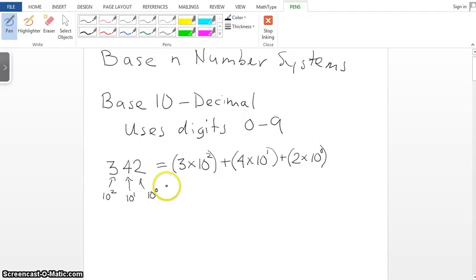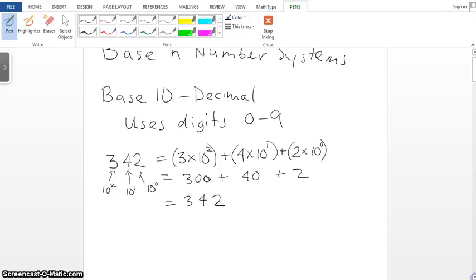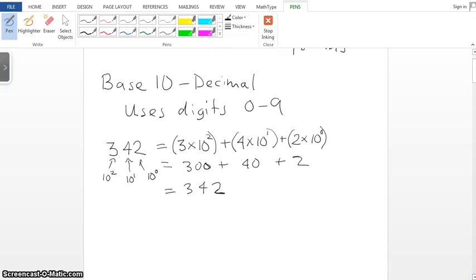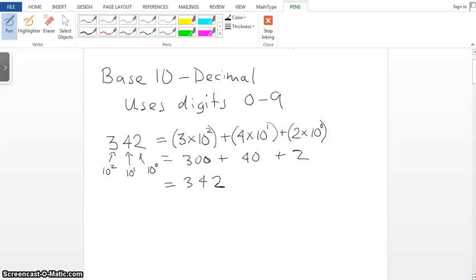Right? And so all of that, 3 times 100 is 300, plus 4 times 10 is 40, plus 2 times 1 is 2, which is obviously 342. Alright, that seemed a little redundant. We sort of went in a circle, I guess. But that's because everybody is used to base 10 with the decimal system. I just wanted to show you that because we have to do the exchange to these other systems.